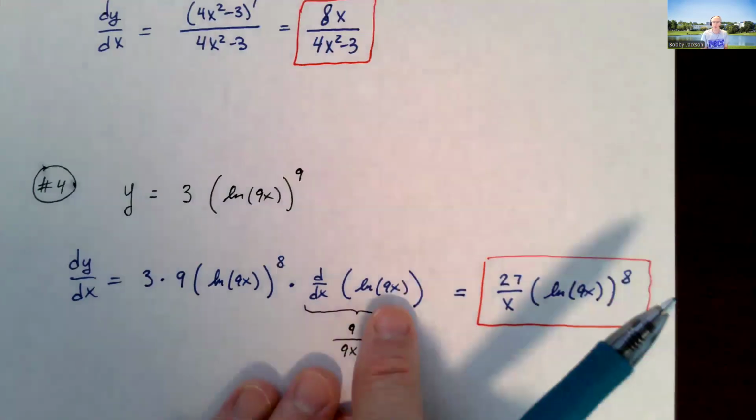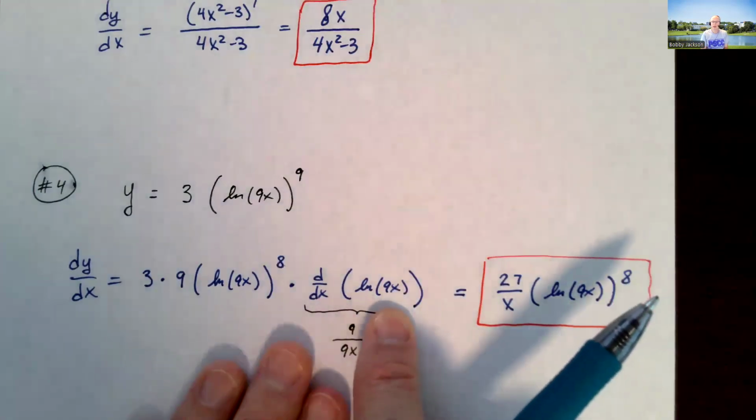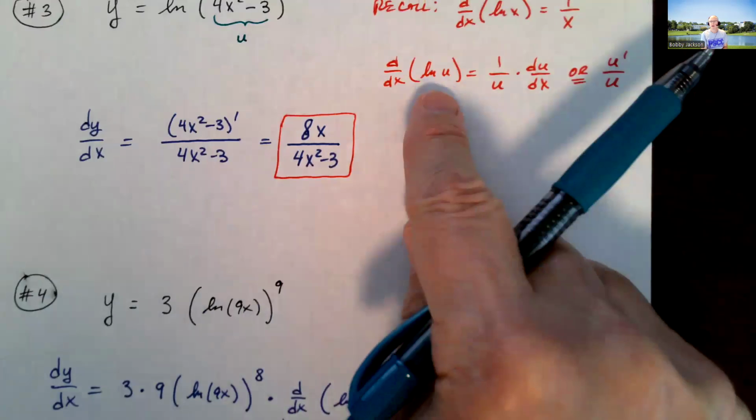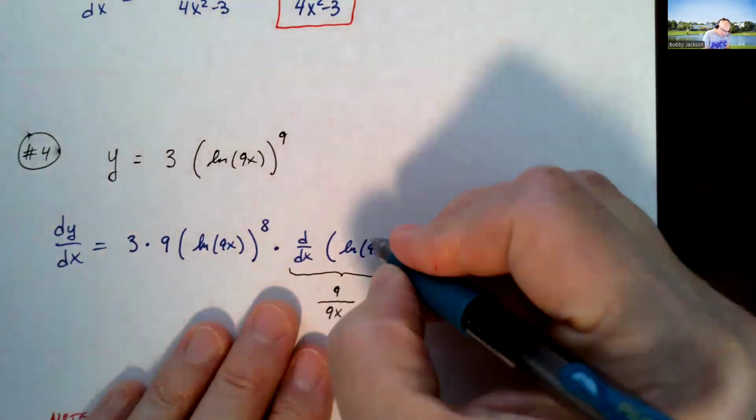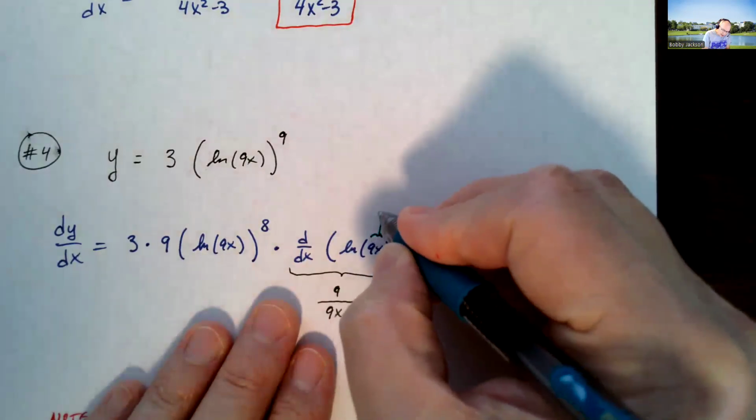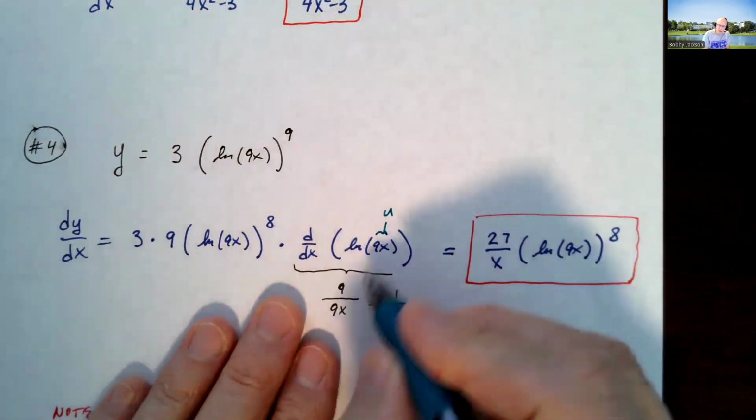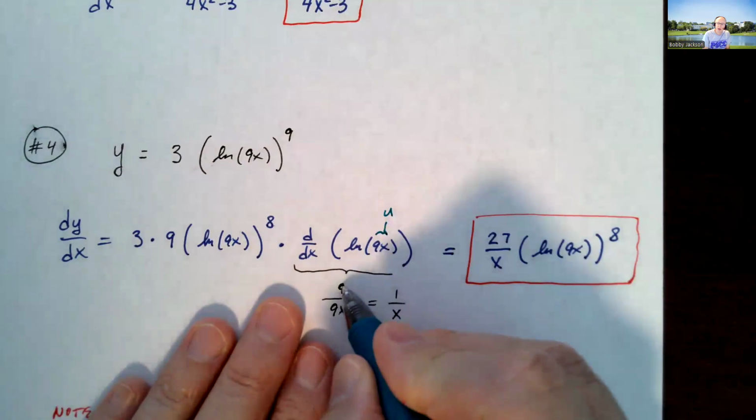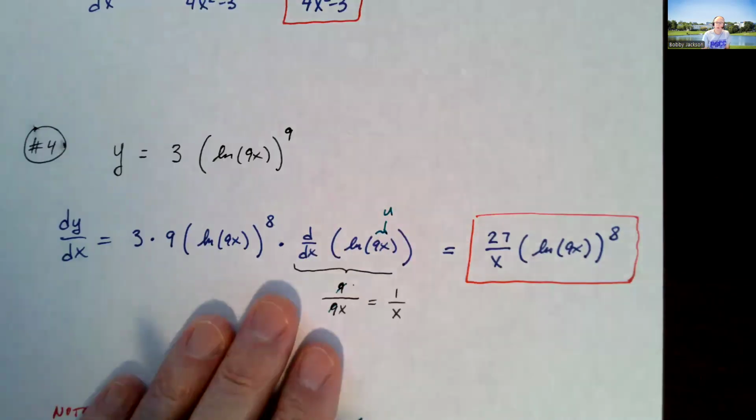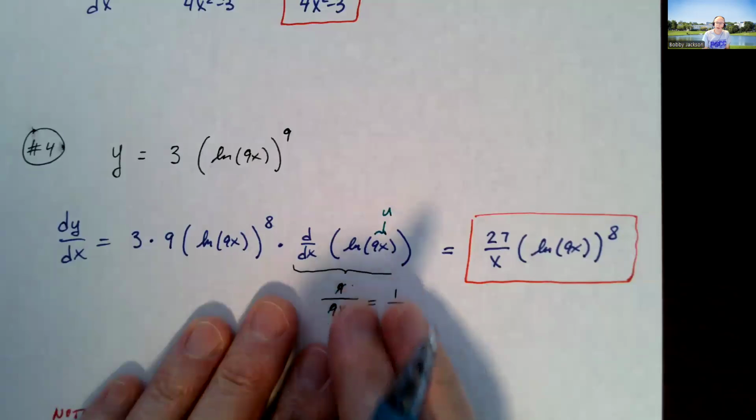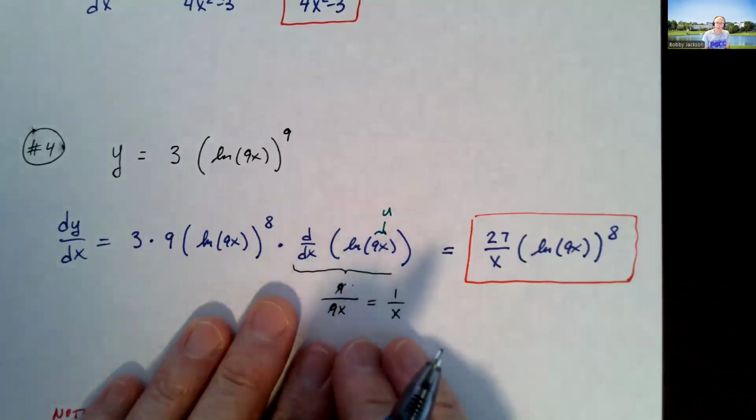And what's the derivative of natural log of 9x? Remember what we said, derivative of natural log of u is just u prime over u, where in this case our u is the 9x. And so u prime is 9 over u, which is 9x. Well, 9 divided by 9x, the 9s cancel here, and we're just left with 1 over x. Right, so the derivative of natural log of 9x is actually just 1 over x as well.